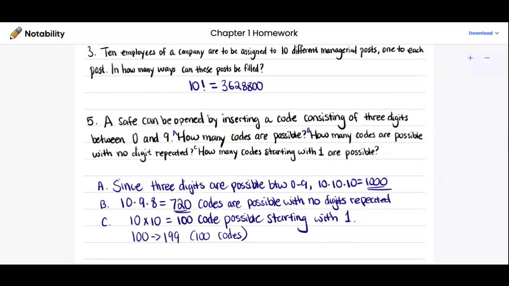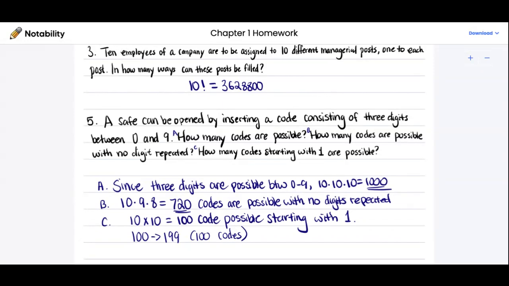And part B is how many codes are possible with no digits repeated. Since we restrict repeated digits, it's 10 times 9 times 8, so we get 720 codes possible with no digits repeated.